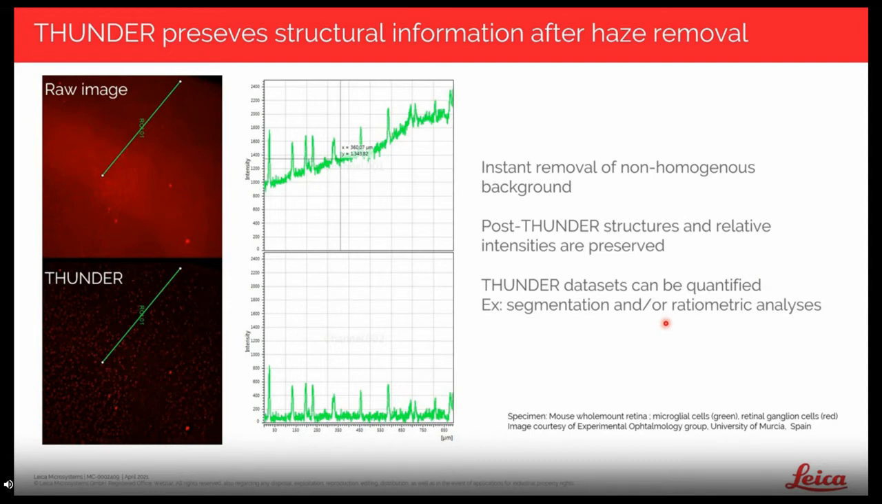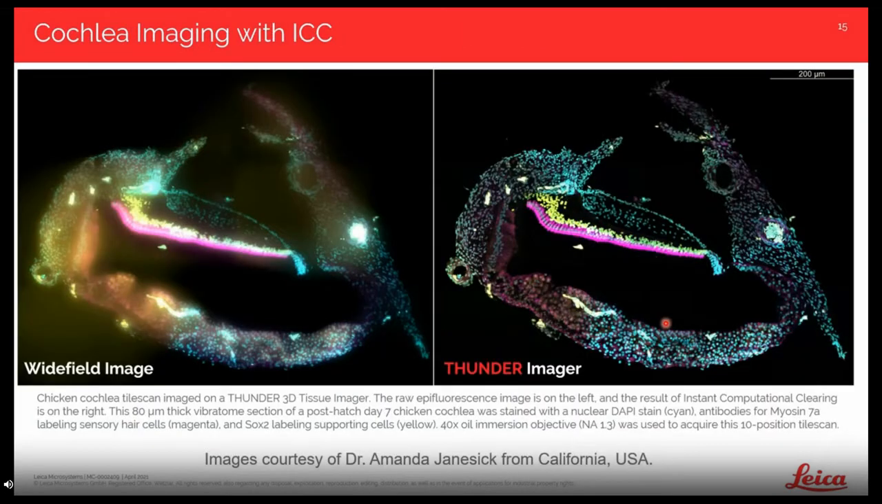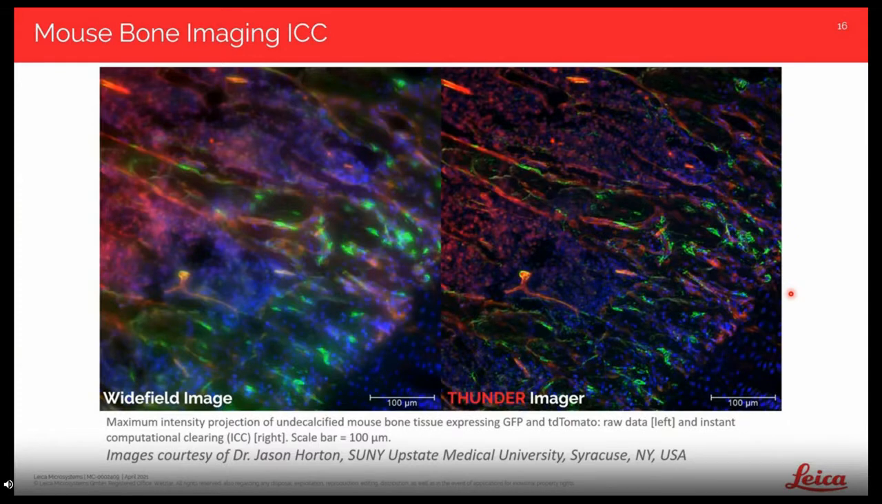If we start looking at just larger images overall, we have an example here of a chick cochlea, where it's a tile scan taken with our 3D tissue imager. That's based on our upright. On the left, we have our widefield. You can see all of the inherent haze in the background. And on the right, you can see the image after Thunder, where that haze is removed and we have better signal to noise, higher contrast. Another example would be mouse bone.